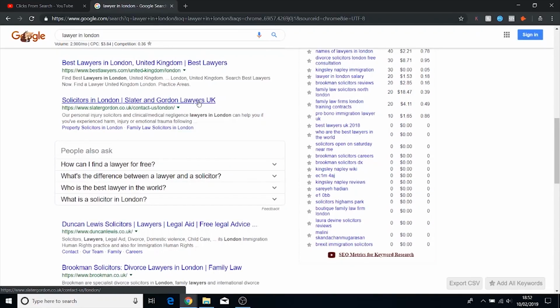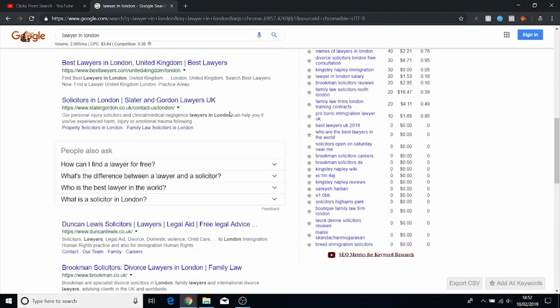Now this is what I want to start off with. You're going to get this a lot more with national searches and international searches, but you will run across this with local searches as well. So what do I mean? When you make a local search like this, you're going to get big brands. Someone like Slater and Gordon, I've seen their TV advertisements. I've seen their advertisements on buses. This is a very big brand, and competing with someone like this is going to be tough.